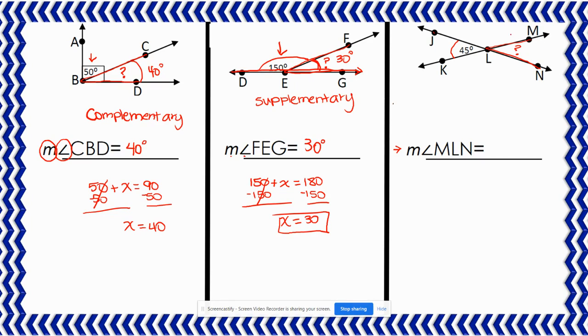Well, I need to know the relationship between the two angles that I have. What I know is that they are across from each other or opposite of each other, and they're formed by intersecting lines. Because of that, that makes these vertical angles. All vertical angles are always congruent, and congruent is just another word for equal. So if this angle measures 45 degrees and it's vertical to this angle, that means this angle also equals 45 degrees. So the measure of angle MLN is 45 degrees.